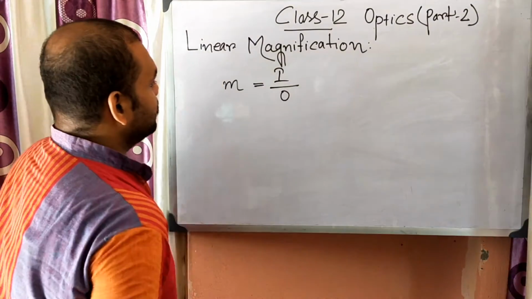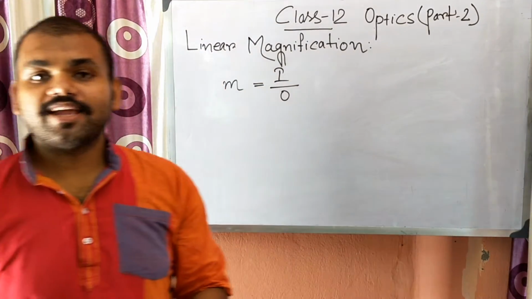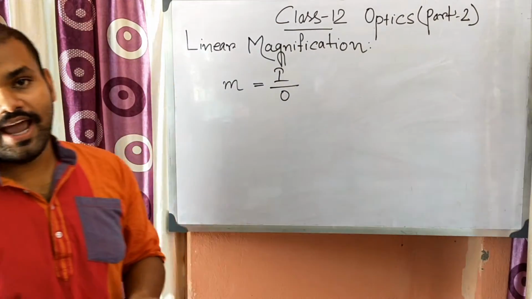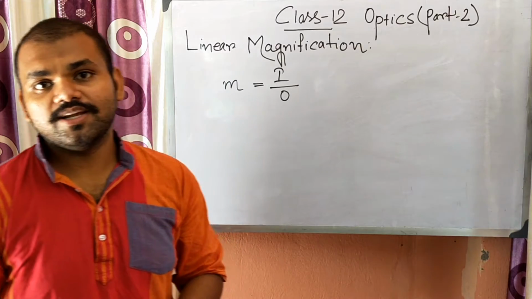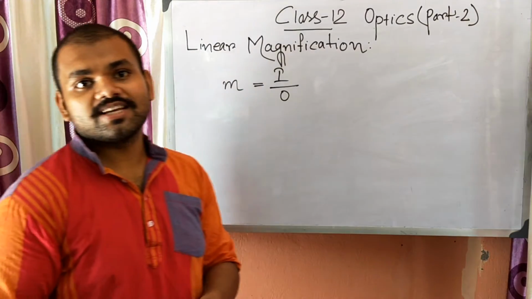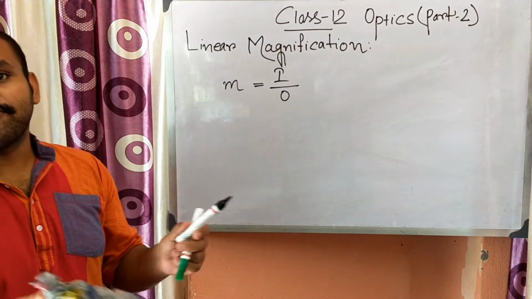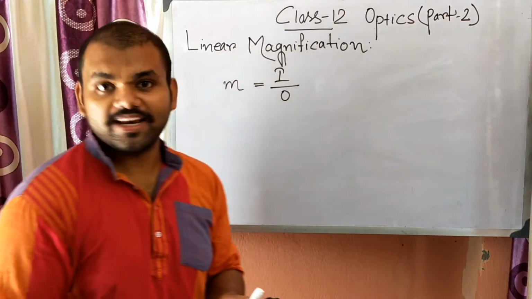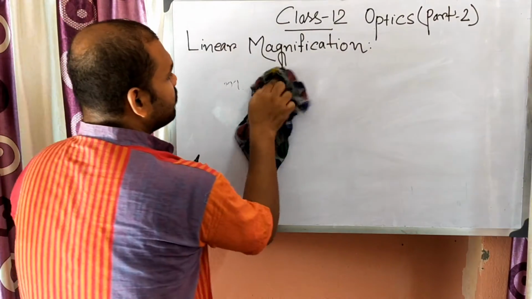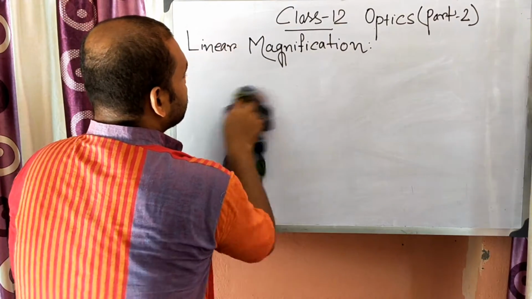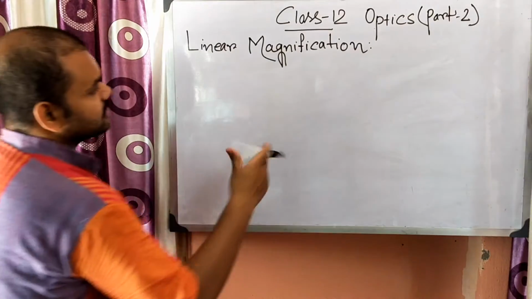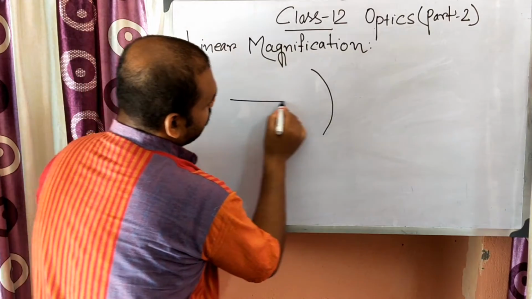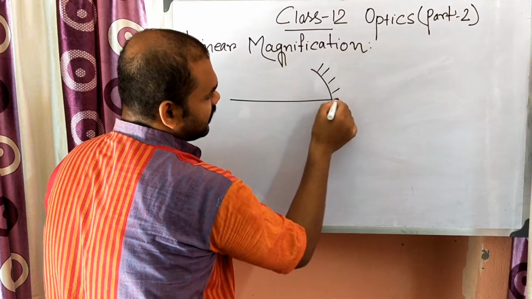Next we need to find out the linear magnification in case of convex mirror and concave mirror. In case of a concave mirror, we place the object within the focus and after the center of curvature, and we will try to find out the linear magnification. Let us first do the linear magnification in case of an object placed after the center of curvature of a concave mirror.